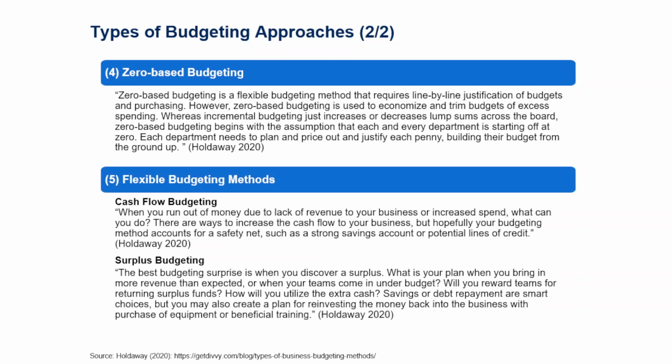Now, there are also methods that are called flexible budgeting methods because they can be adjusted, or they allow the budget to be adjusted based on circumstances. So one, for example, is cash flow budgeting. So here we assume that we have certain lines of credit, certain cash flows that come in and out of the business. And if those cash flows change, then the budget will also change accordingly.